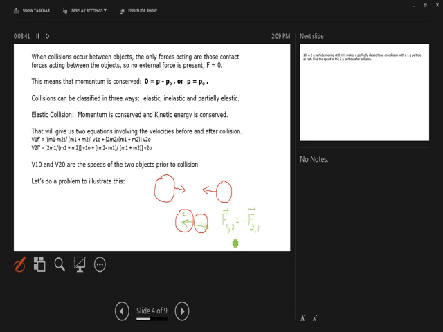So that the sum of the two forces equals 0. That's what it means. These are contact forces. These are normal forces, aren't they? These are forces acting between the objects due to their surface contact. Okay, so they're normal forces.